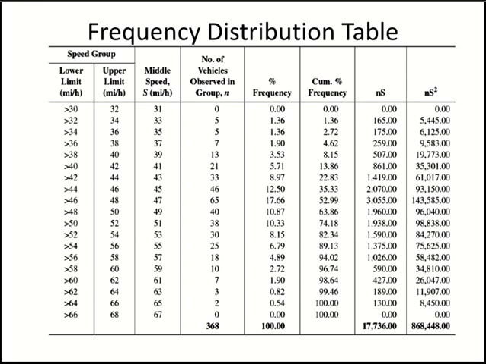Any questions? This column is n into s. Where is n? Where is s? N is the number of vehicles, the fourth column, and s is the third column, the middle speed. And this one, instead of n into s, you do n into s square. So n is again the fourth column, and s square is the square of the third column. Clear? Any questions? Victor, yes.